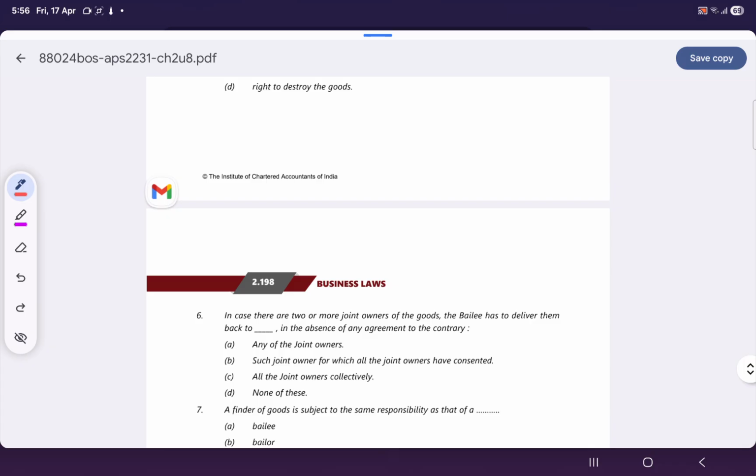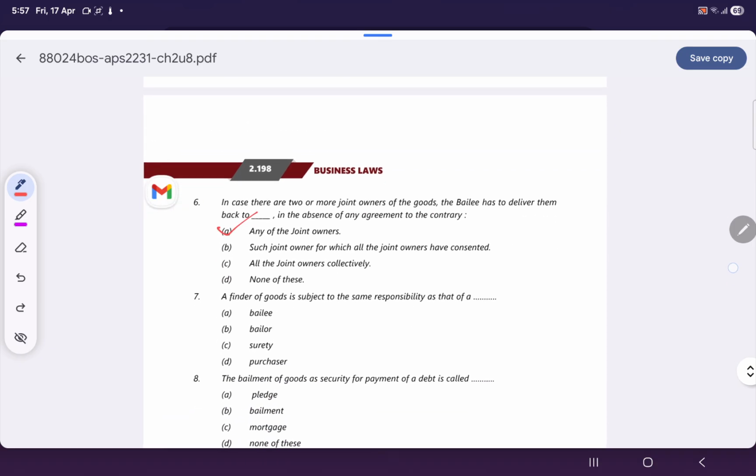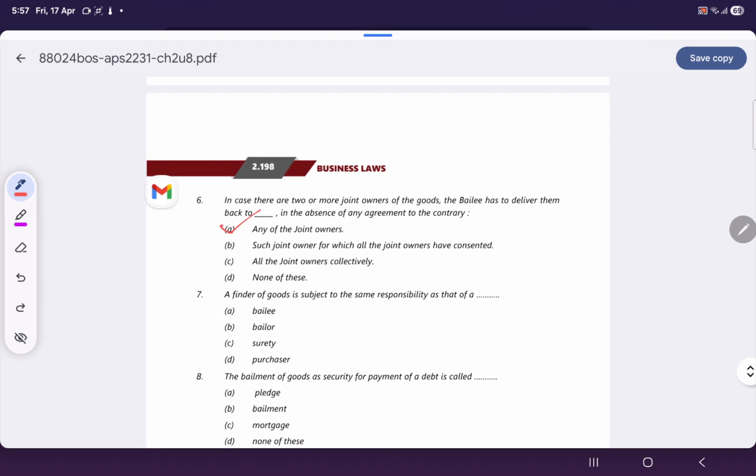Back to any of the joint owners, such joint owner for which all joint owners have consented, all the joint owners collectively, none of these. So it is any of the joint owners. A finder of goods is subject to same responsibility as that of a bailee, bailer, surety, purchaser. Bailee, the finder of goods has same responsibility as that of a bailee.